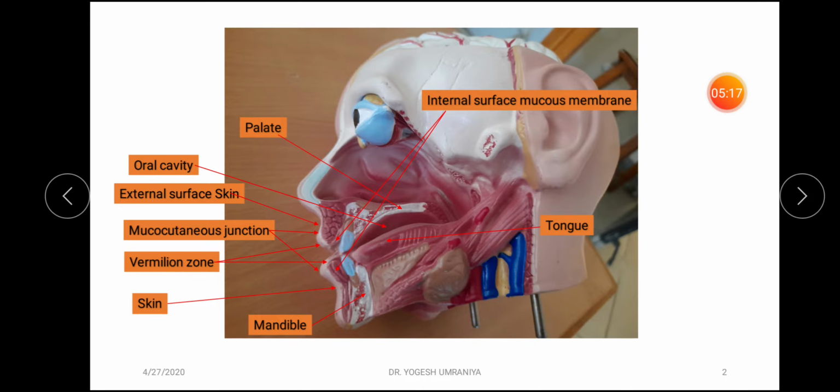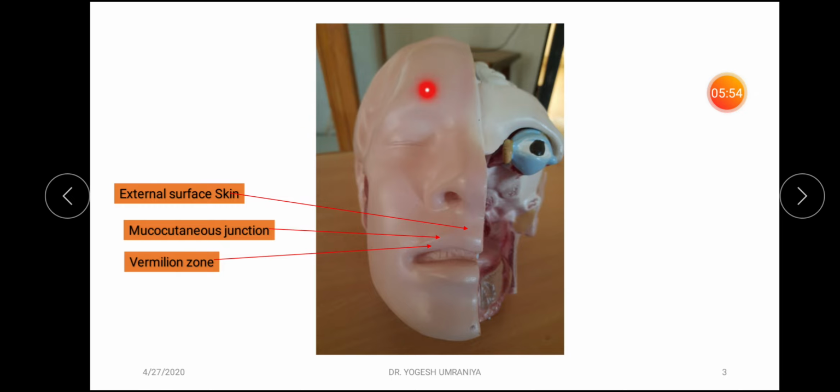Now the third and last portion, the remaining portion of the lip that is lying in connection with the oral cavity, this much area is termed the internal surface of the lip, and that is lined by the oral mucosa, which has stratified squamous non-keratinized type of epithelium. Next, we are moving towards the front aspect of the face.